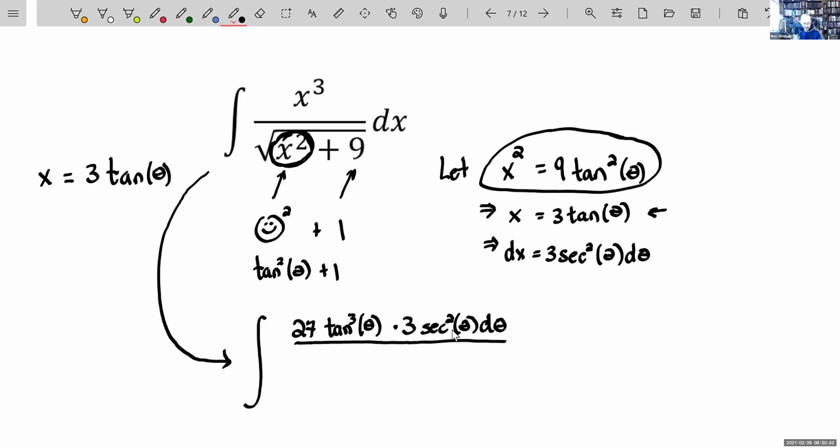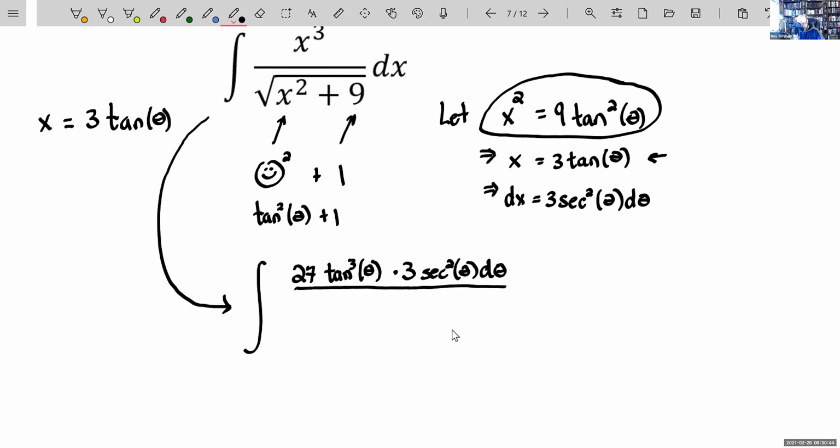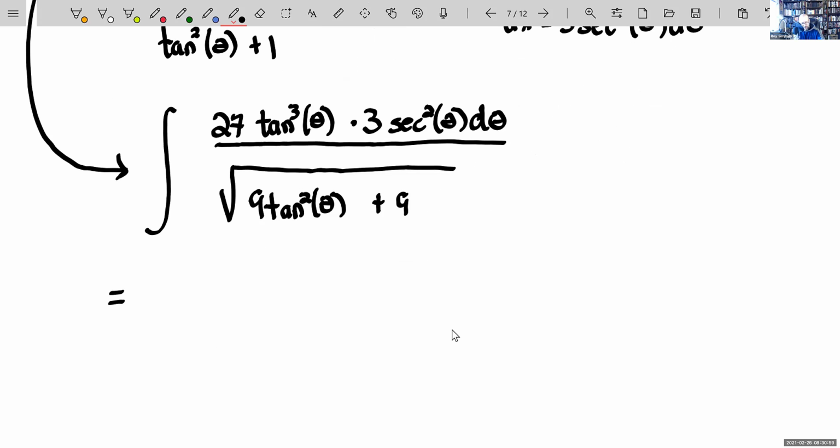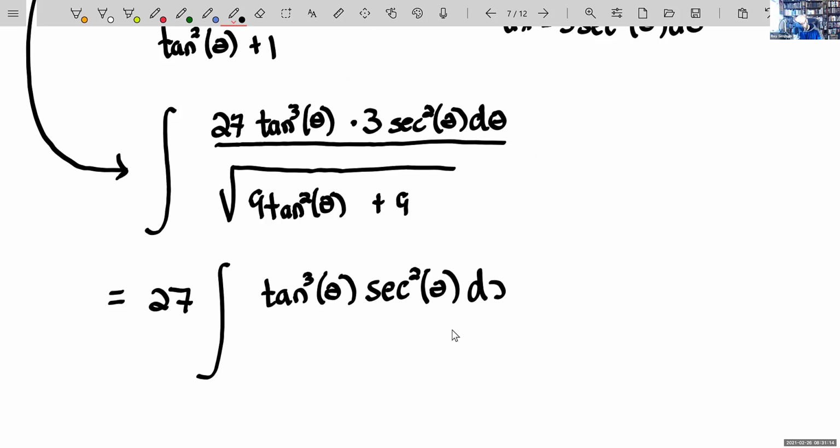And downstairs, we have the square root of x squared plus 9. That's going to be the square root of 9 tangent squared of theta plus 9. And now you just start cleaning things up. Actually, a very nice problem. Let's see. Factoring out the square root of 9, it becomes a 3. It'll cancel with the 3 upstairs. I still have a 27, though. Tan cubed of theta secant squared of theta d theta. And again, that was me taking this square root of 9 outside. It became a 3, but it cancels with the 3 upstairs. So that's why that's gone.